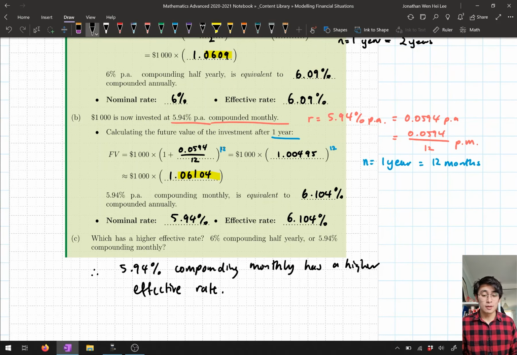So that's how we deal with this effective rate concept. The effective rate is just the equivalent of your nominal interest rate for your particular compounding frequency.